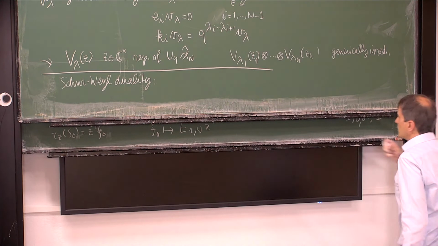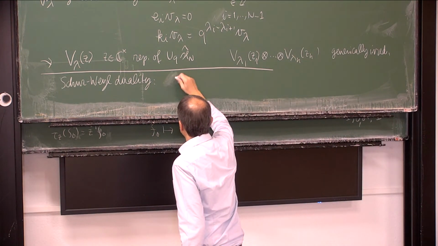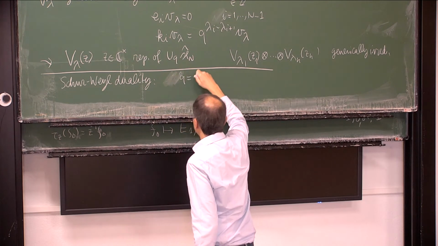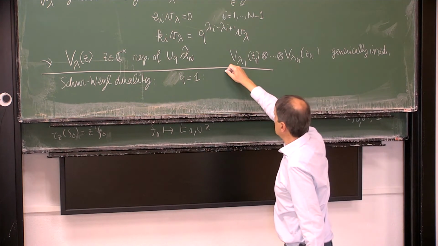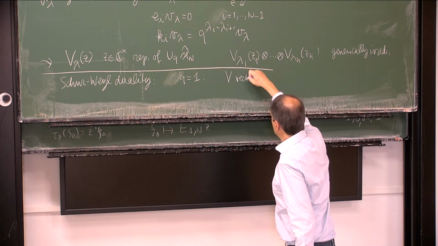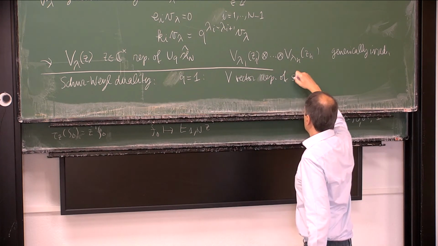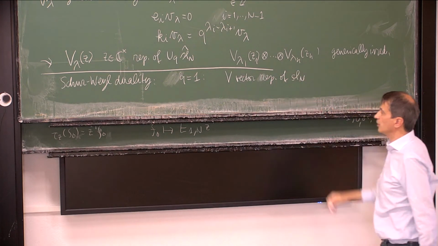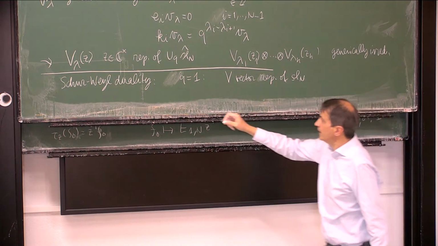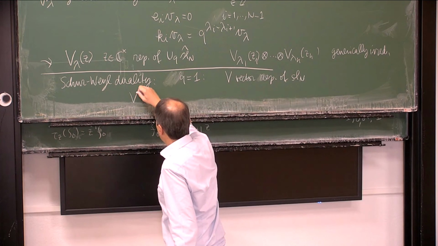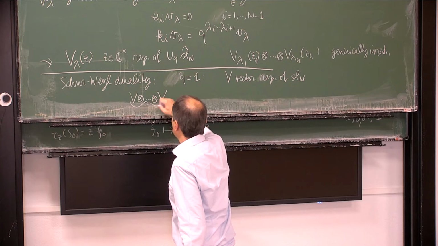Duality. Let me recall what it says in the classical case of q equal to 1. There you consider the vector representation V of SL_N. We are not in the affine case here; we are in finite-dimensional SL_N, and then you can construct V tensor V, small n copies.